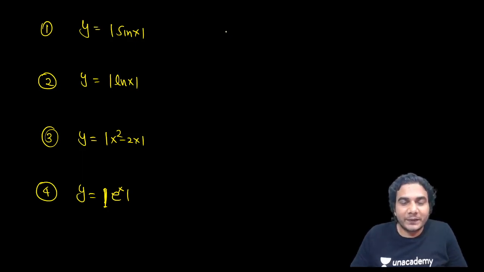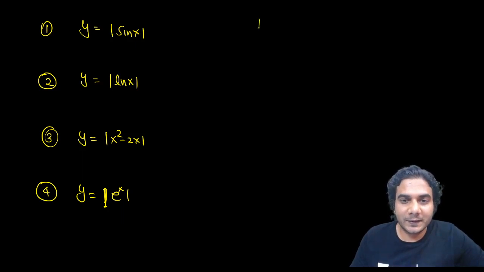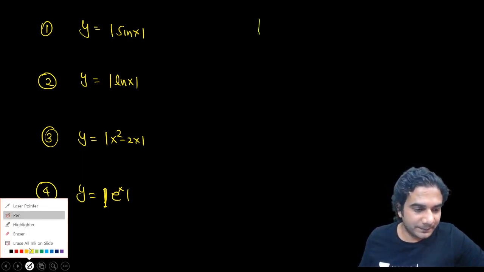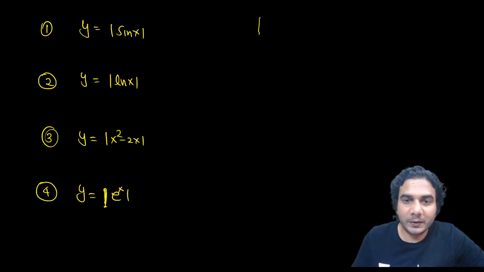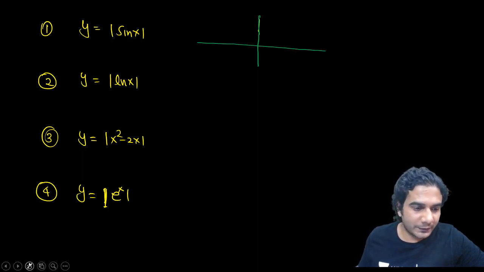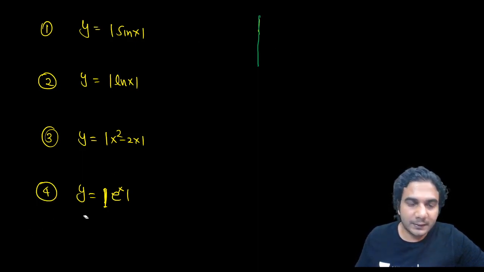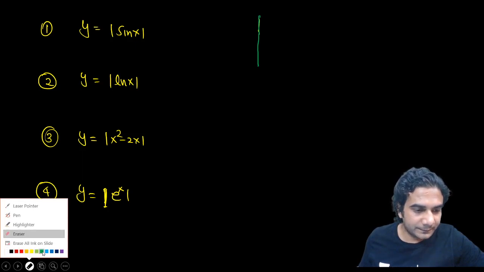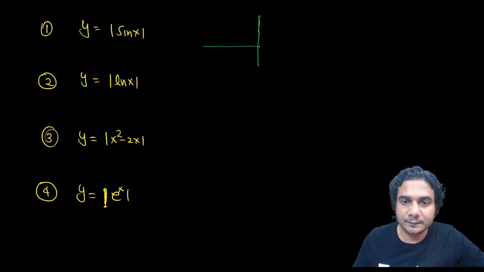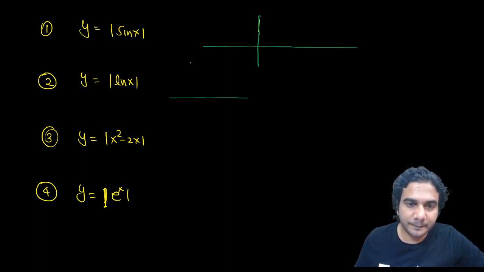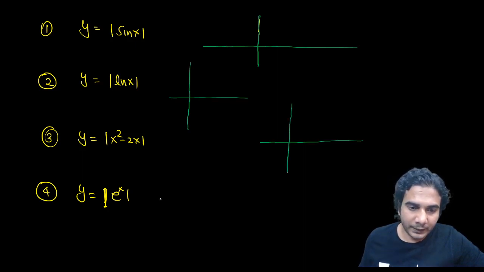All right, so first one is pretty simple. Let me plot the axis first. Let's make it straight. Second, third, and for the fourth graph.